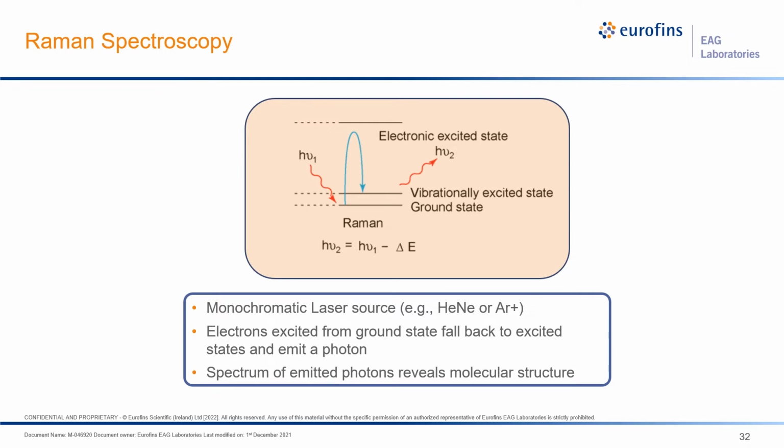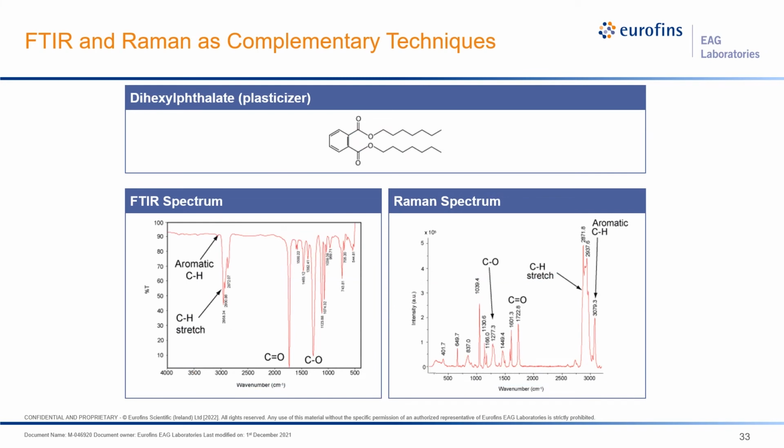So again, same process. We irradiate with light. Here it's a laser source, and in fact, with Raman, we have a variety of laser sources that can be used, and the excited electrons return and emit a photon, and we collect the photons, and that tells us the molecular structure of the sample, just like with FTIR. It's the same kind of fingerprint. So let's take a look at an organic molecule like that phthalate that we talked about earlier, and compare an FTIR spectrum of it with a Raman spectrum.